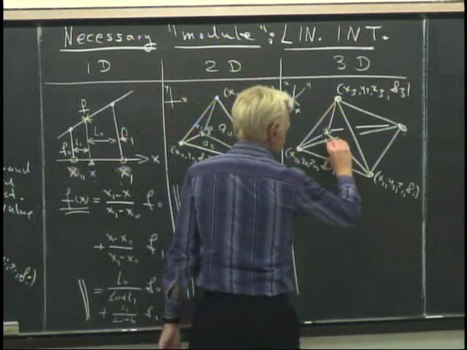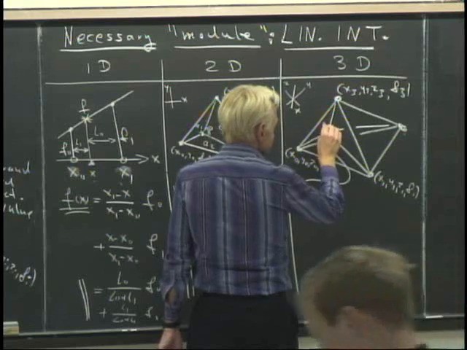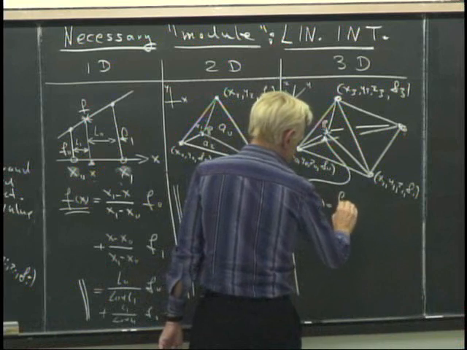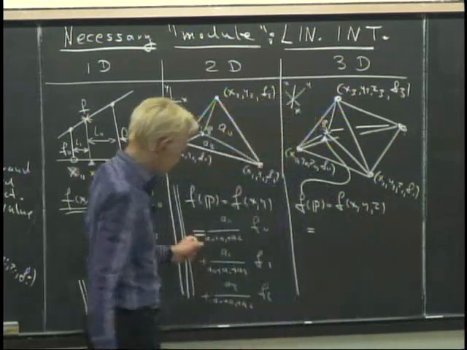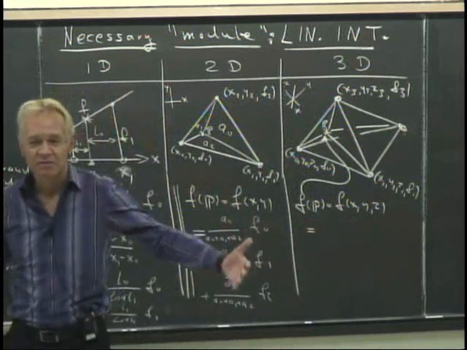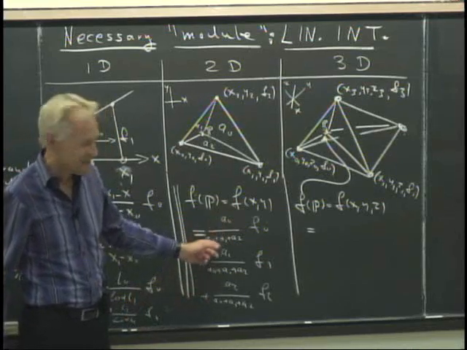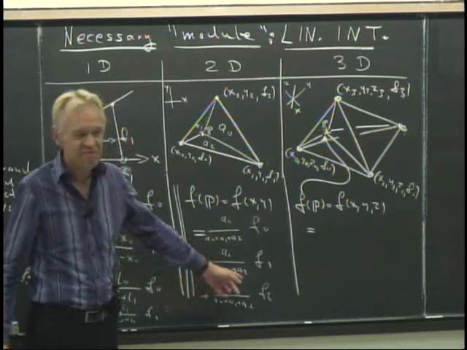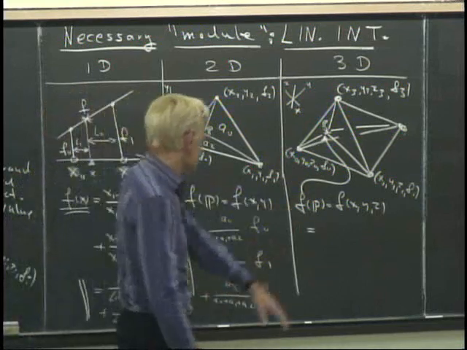So, I need a function value here at this location P. P is a location with 3 coordinates, x, y, and z. And this formula goes over just by going one dimension up. Instead of having 3 terms, I will have 4 terms. And instead of talking about areas, I will talk about volumes. And instead of having to add up 3 sub-areas, we'll have to add up 4 sub-volumes. Okay, and then you see how that goes on.